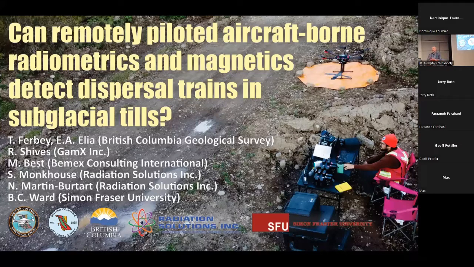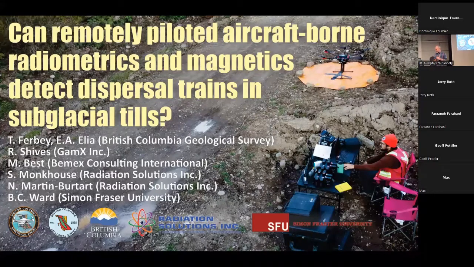So thanks for the opportunity to speak today on this work we've been conducting on RPAS radiometrics. We've assembled quite a project team, and we're coming at this question from two different angles. So myself, Easton Aaliyah, and Brent Ward are quaternary geologists, and so we're coming at this from a sedimentology perspective.